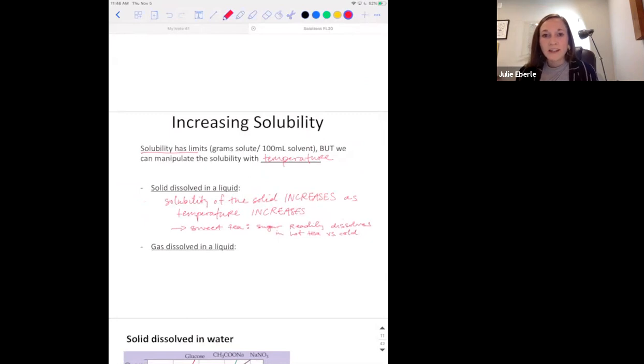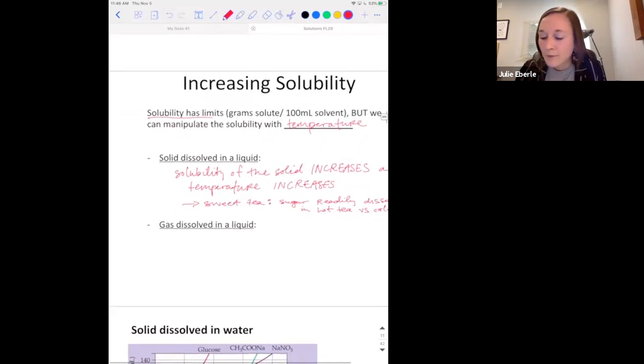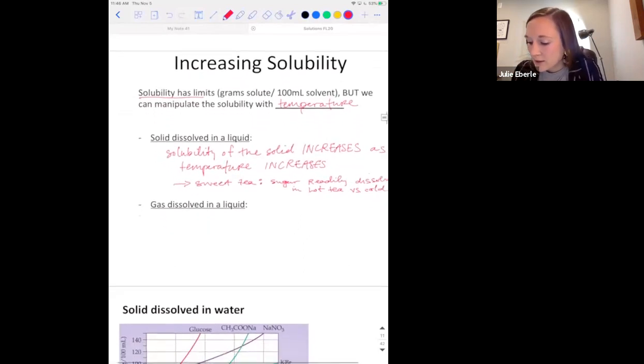So the solubility of a solid solute, so salt or sugar, which is sucrose or glucose, readily dissolves in things that are hot versus things that are cold. So if you have some sugar in something that's cold and you heat it up, you could probably get it to dissolve better, or you'd have more sugar dissolve in something that's hot versus cold.